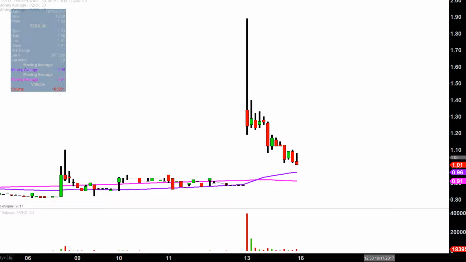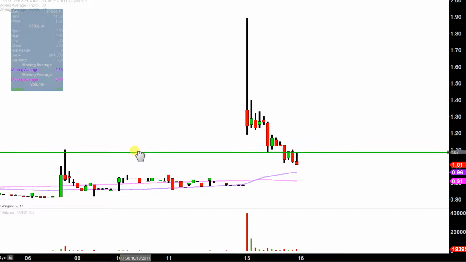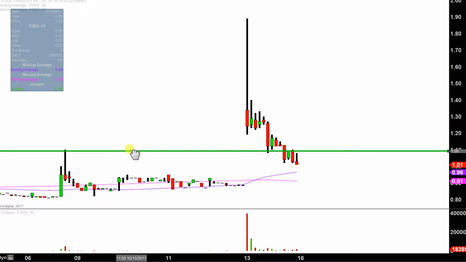So where did it start? Well, in my mind, it started when the price was able to break to new highs. And it broke to new highs when it got up above this point here at $1.10. So that's the breakout point. That's where it breaks new highs.